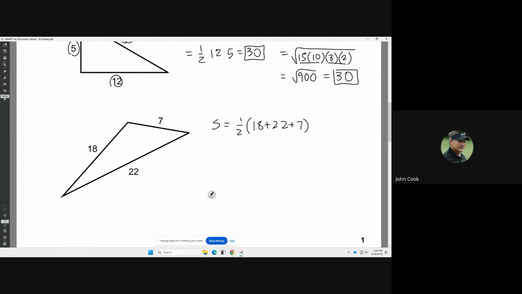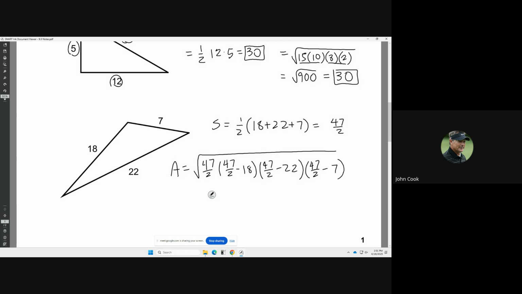So let's see here. 18 and 22, that's 40. 47. So 47 over 2 is the semi-perimeter. That means our area is going to be equal to the square root of the semi-perimeter times the semi-perimeter minus each of the sides. So 47 over 2 minus 18, 47 over 2 minus 22, and then 47 over 2 minus this last one, 7.